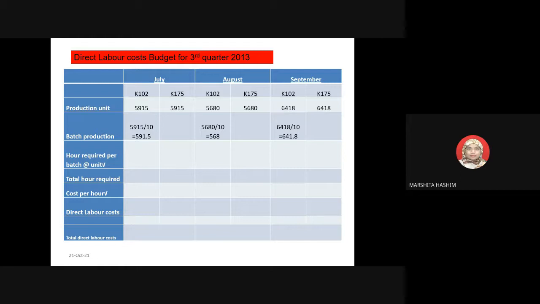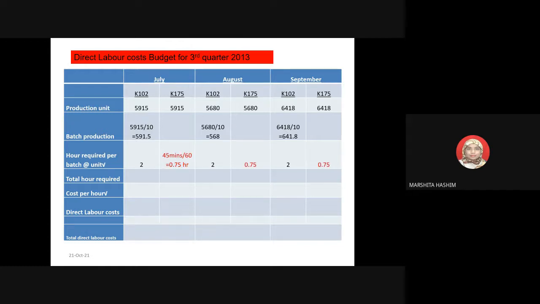So first we calculate batch production, the number of batches. Why? Because we pay them salary, just now, 50 ringgit per hour. And one batch takes 2 hours. So for 1 hour you pay them 50 ringgit. So it is easy for us to determine. However, you also can calculate based on per unit. You convert the value.